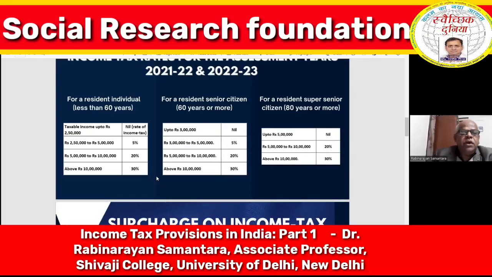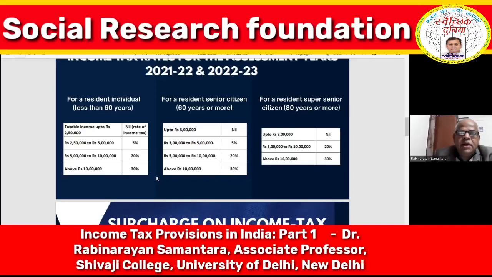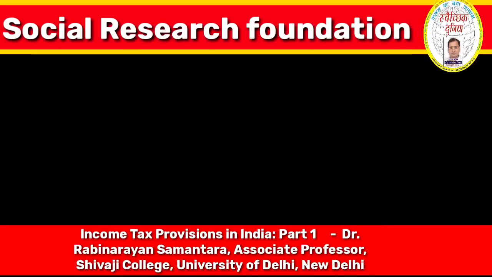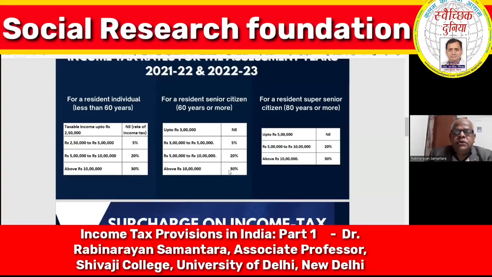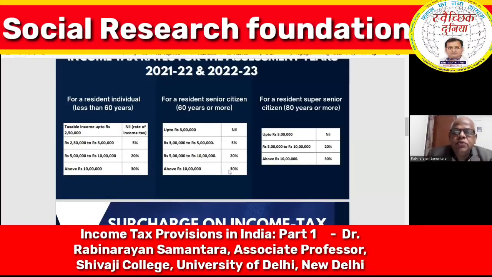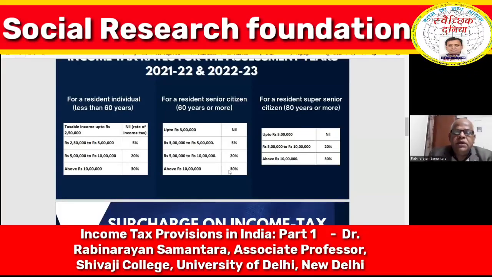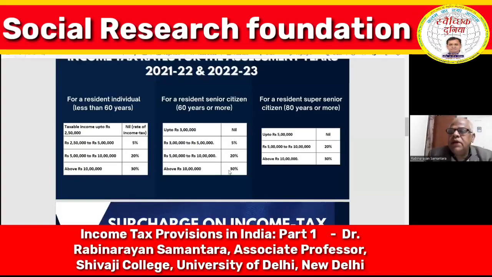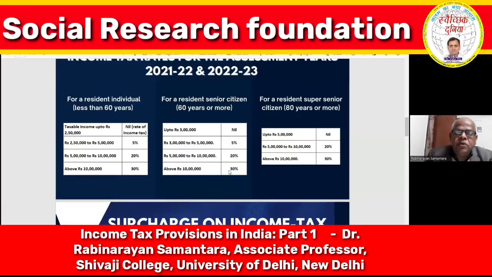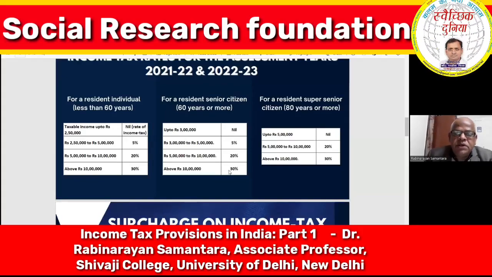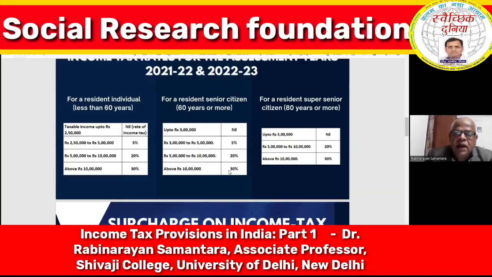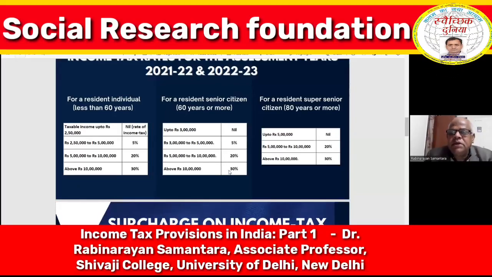In the first category, we have all resident individuals who are still less than 60 years of age. Then in the second category, we have resident senior citizens who have already reached the age of 60 years or more. The initial amount of exemption will be given up to taxable income of rupees 3 lakh. Then for rupees 3 lakh to rupees 5 lakh, the relevant rate of income tax is 5%. Then for rupees 5 lakh to rupees 10 lakh, the relevant rate is 20%. Then for taxable income exceeding rupees 10 lakh, the rate is to be taken as 30%.